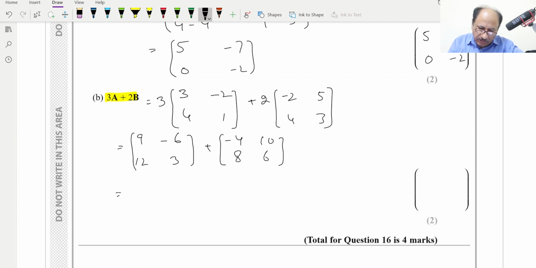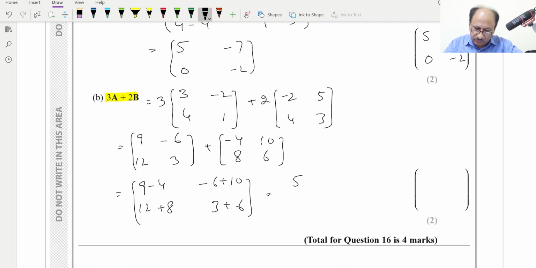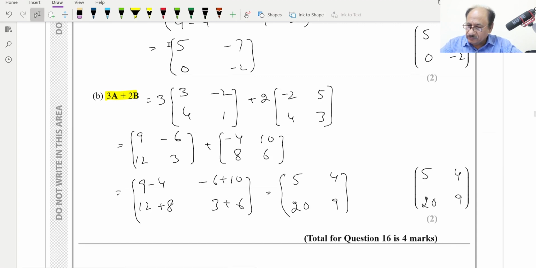And now we can add them. 9 plus minus 4, we can write 9 minus 4, minus 6 plus 10, and 12 plus 8, and 3 plus 6, and we can further write this one as 5, this will be 20, this will be 4 and this one will be 9, and this will be our final answer which we can provide over here. 20 and 9, this is done.